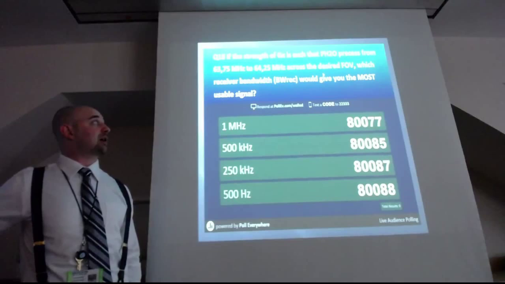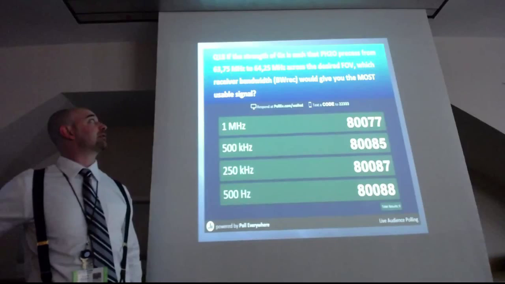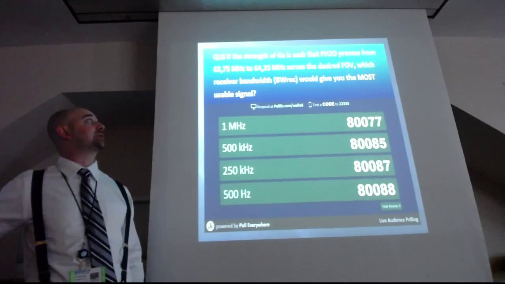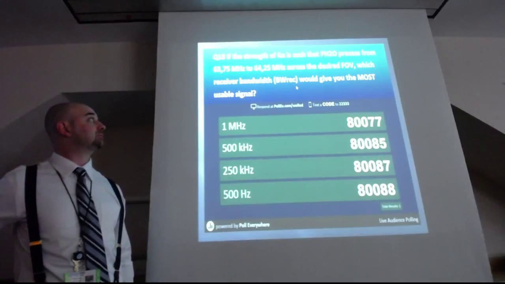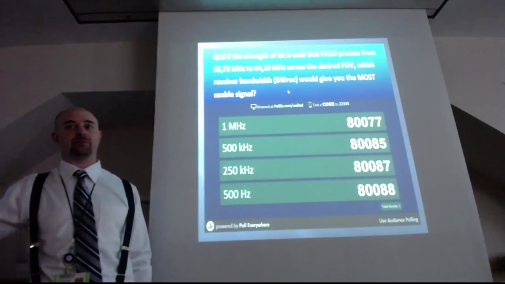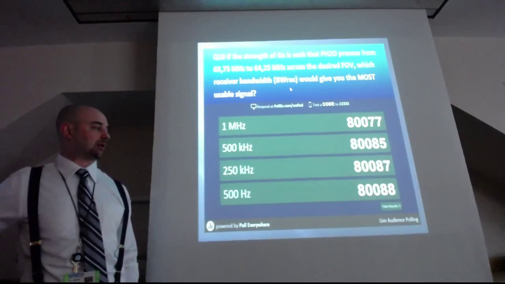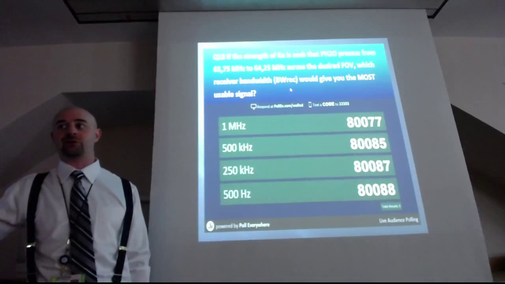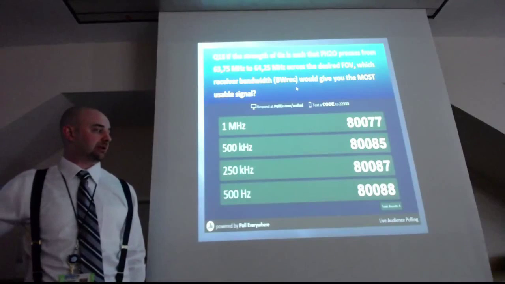Okay, so if the strength of your gradient in the x direction is such that water protons precess from 63.75 to 64.25 megahertz across the desired field of view, what is the receiver bandwidth that would give you the most usable signal? So 63.75 to 64.25 megahertz is the range of frequencies along the x direction that your protons are precessing at as a result of the frequency encode gradient you chose. What receiver bandwidth will give you maximum signal?